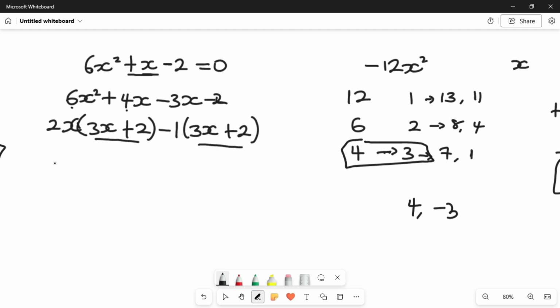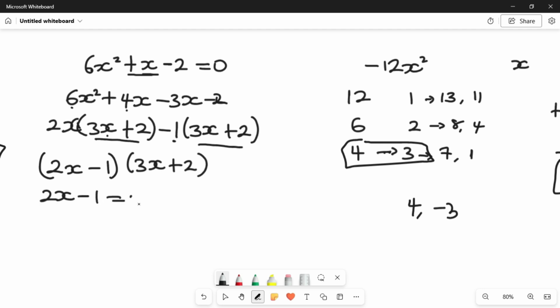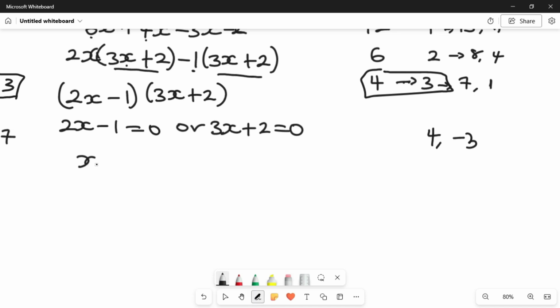So what we are going to do now is to say 2x minus 1, as these 2 and this minus 1. Then you write one of this. So you have 3x plus 2. So equates to 0. 2x minus 1 equals 0, or 3x plus 2 equals 0. So we have x equals 1 over 2, or x equals minus 2 over 3, okay? So these are the two values of x.